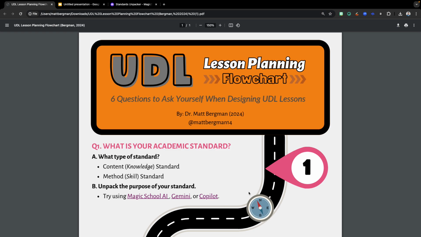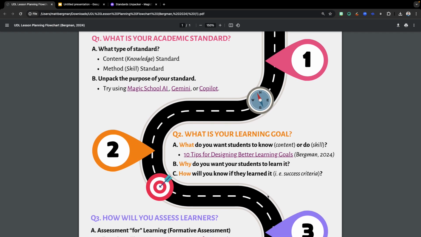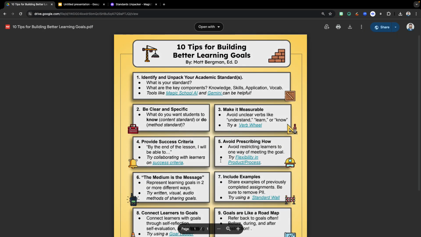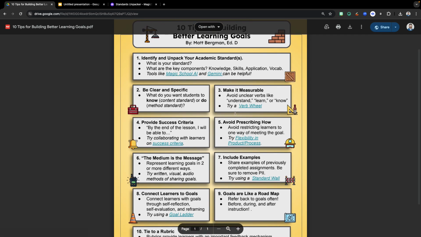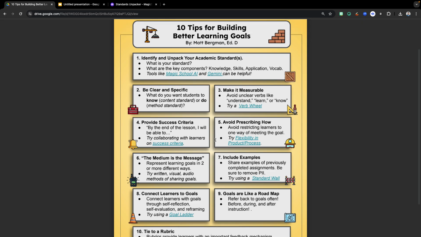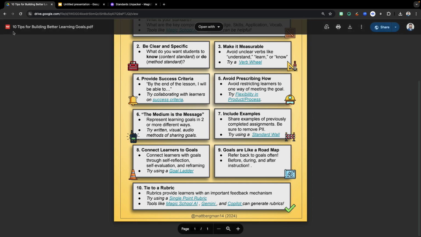Standards are sort of like the compass, the direction that we want to go in, and goals are like the address, right? We want to actually get to a specific location. So the next thing is designing a learning goal. When you're designing a learning goal, you want it to be clear. There are all sorts of different ways to create clear learning goals. In fact, I created this document here on 10 tips for building better learning goals. Making it measurable, avoiding prescribing how you do it, and even connecting with learners and giving learners opportunities to connect with the goal is extremely important.